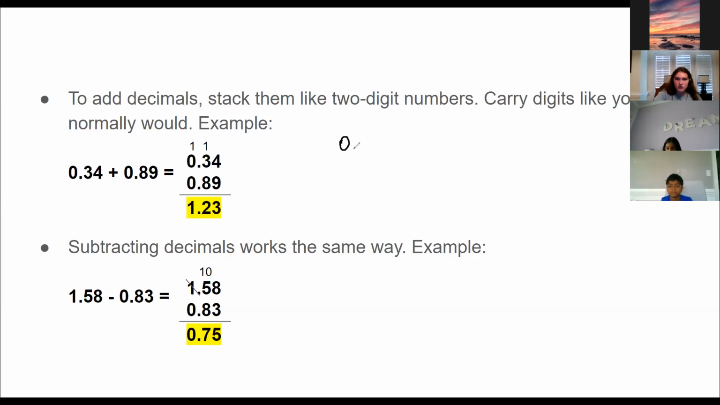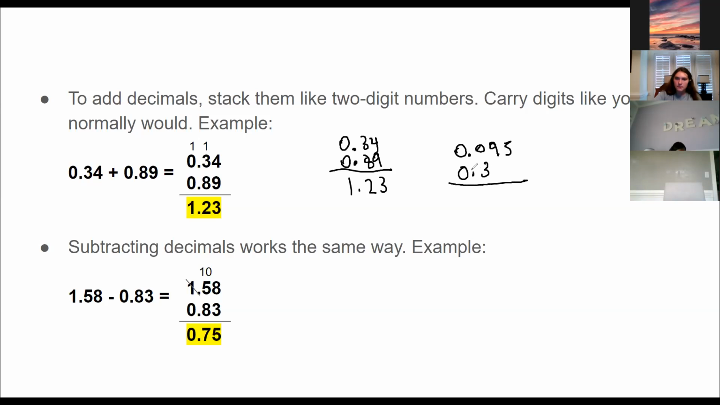Now you need to make sure that you line up the decimal points, because if you don't, then it will be the wrong answer. So 1.23. Because if I have 0.095 and 0.3, you need to make sure you line these decimals up, because the decimal points need to be in the same area.